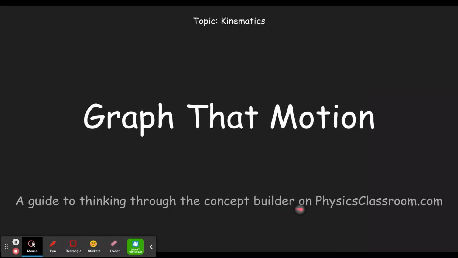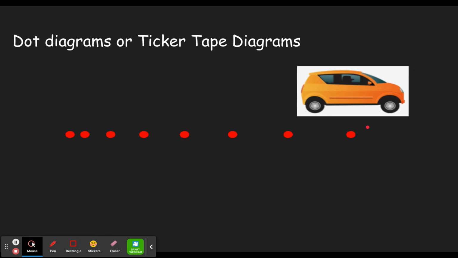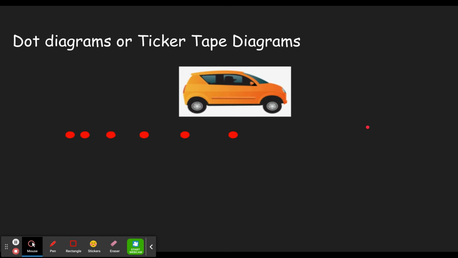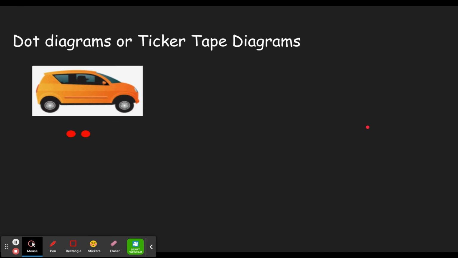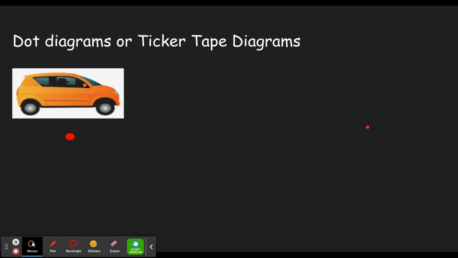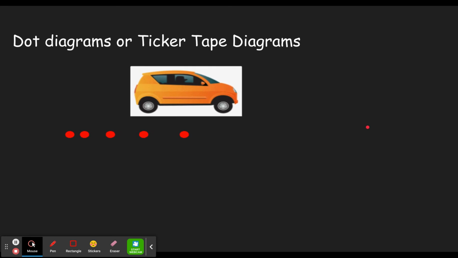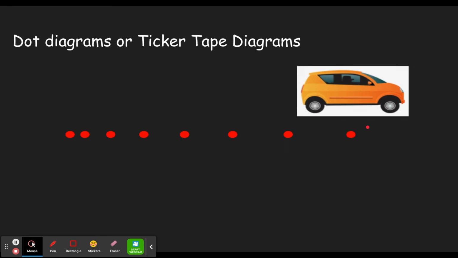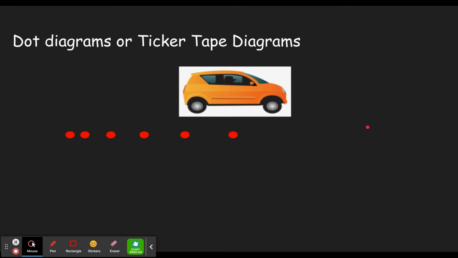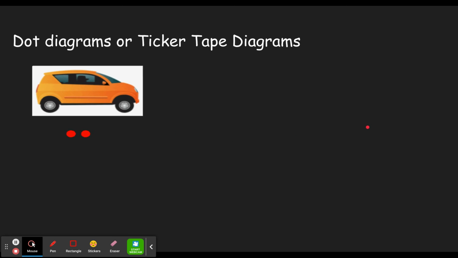Today we're going to be looking at a concept builder on physicsclassroom.com in the topic of kinematics, and the title is Graph That Motion. First, this is going to use cars running along, leaving dots behind, dot diagrams or ticker tapes. I'm going to link here my videos on acceleration and dot diagrams or on Match That Motion, I think, that talk about dot diagrams. So you'll see both of those here. If you are unfamiliar with dot diagrams, please take a look at that. It will help you significantly.